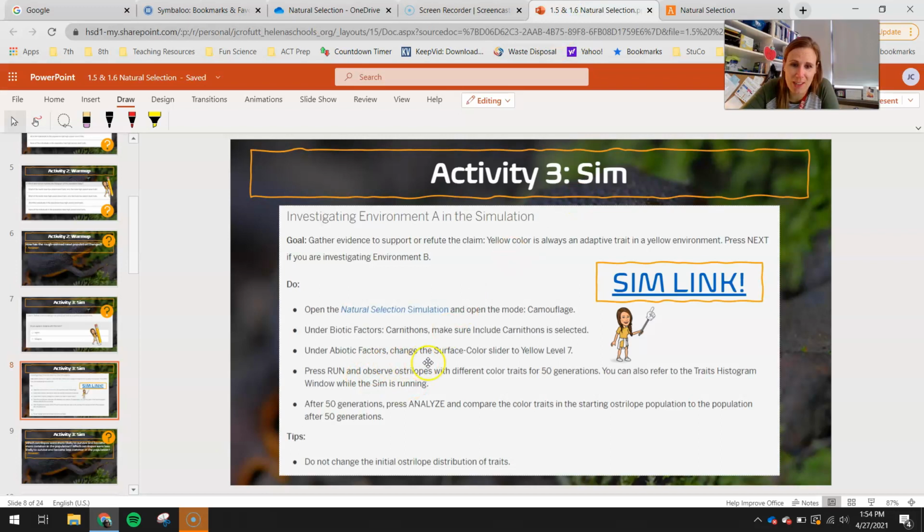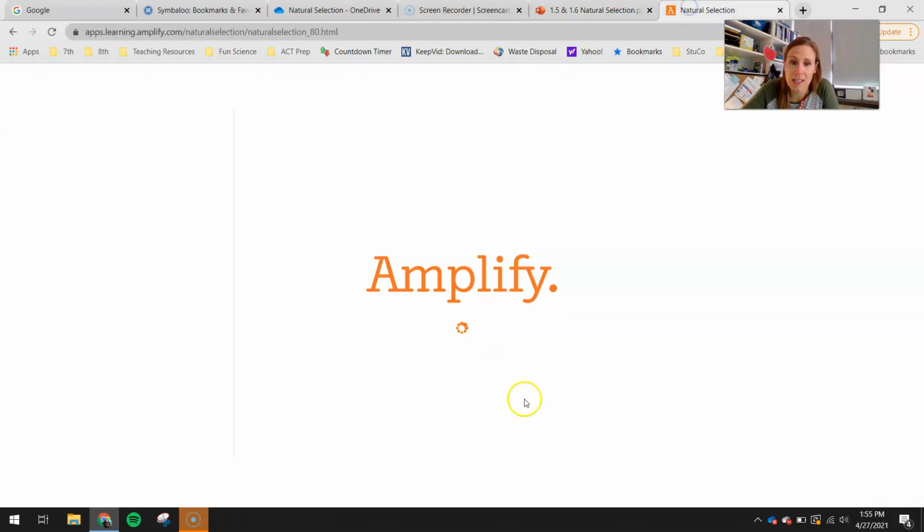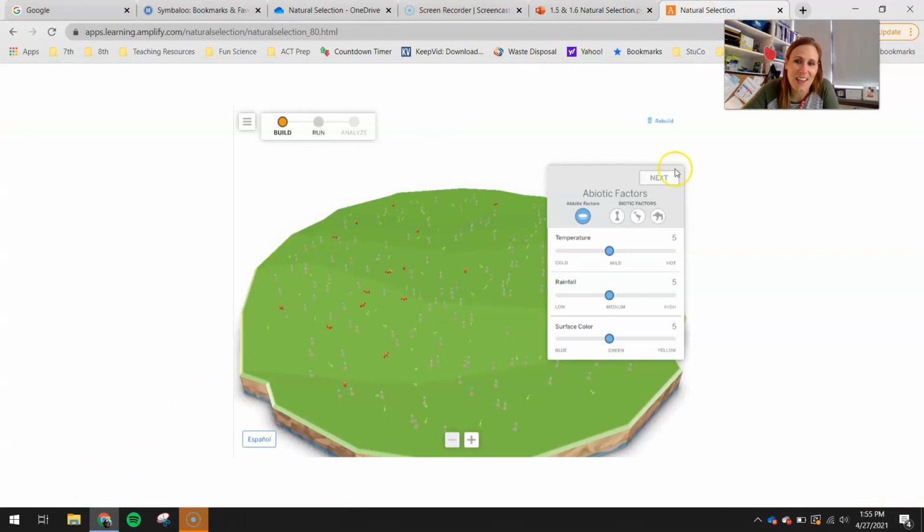And then we're going to press run and observe the australopes with different color traits for 50 generations. Then we're going to look at the histogram to see what's happening there. Then we're going to pause it and analyze and check out those histograms to see how our populations have changed with camouflage or not with camouflage. So let's go ahead. And all right, there we go.